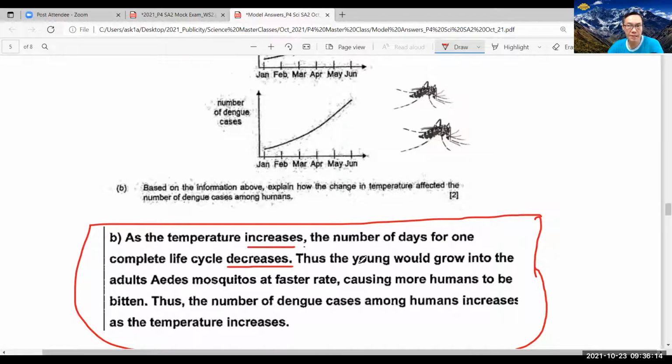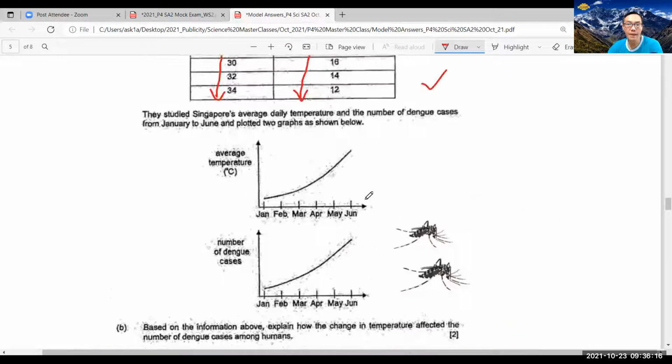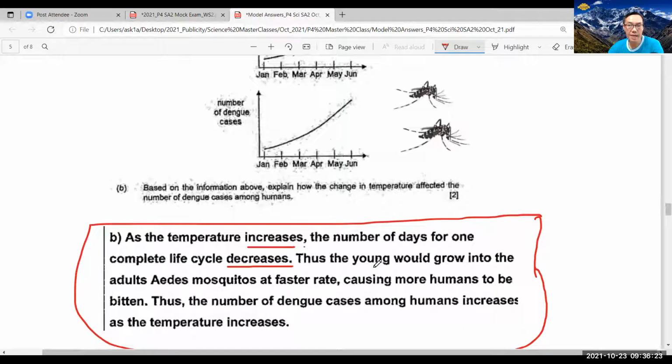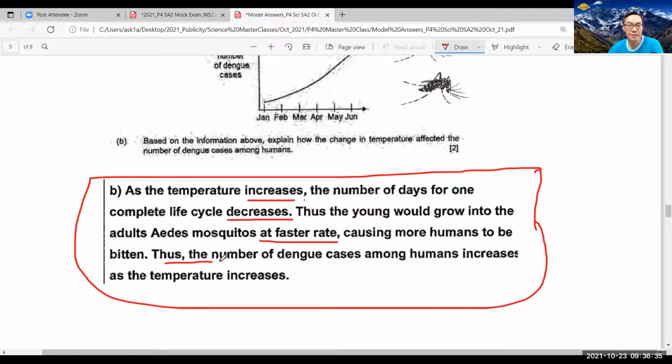Next, thus, this is the reason why this pattern will cause the result. First, the young of the mosquito would grow into the adult Aedes mosquito at a faster rate, causing more humans to be bitten or to be stung. Thus, the number of dengue cases among humans increases as temperature increases.